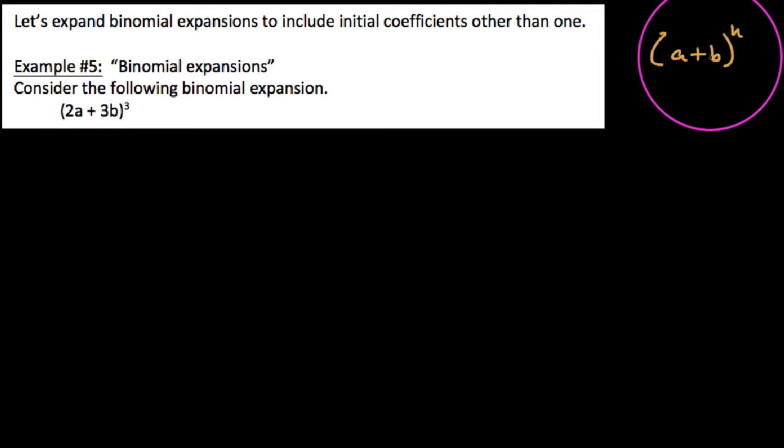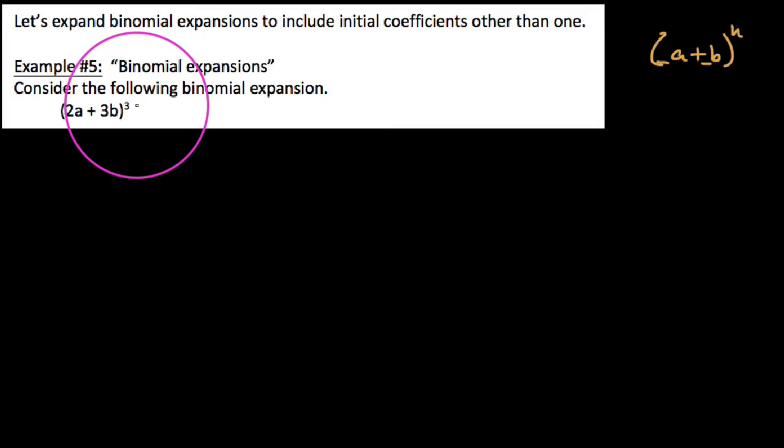In our last video, what we were doing was taking things like a plus b to the nth power, a binomial to the nth power, and expanding it. What I want to do is have initial coefficients that are non-1. So for instance here, instead of a plus b, we'll have maybe 2a plus 3b. Okay, so let's go ahead and write out what we know here.